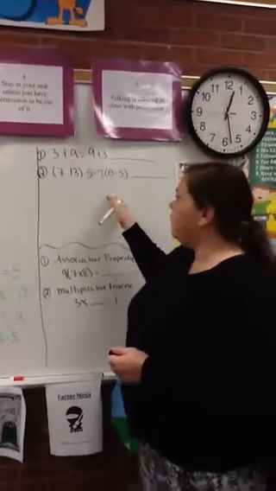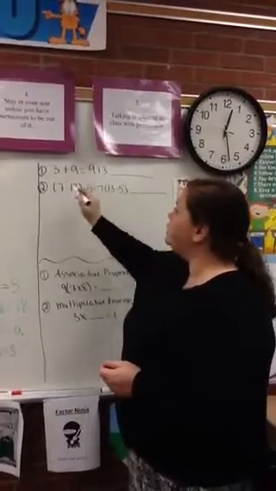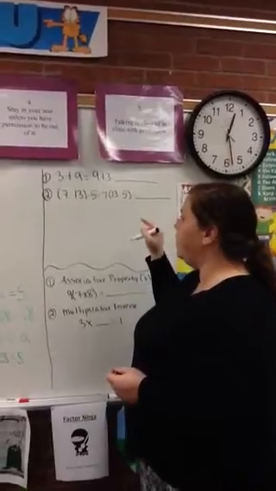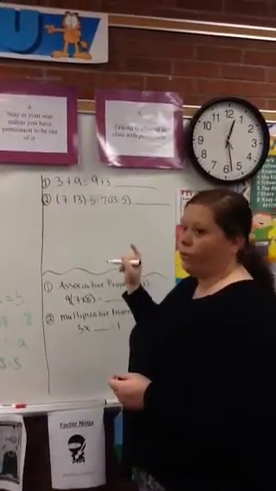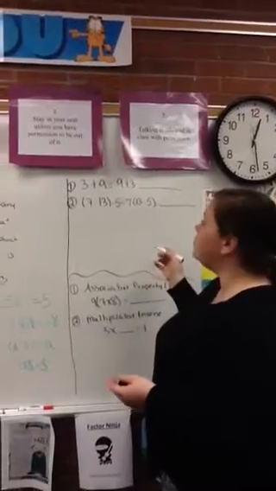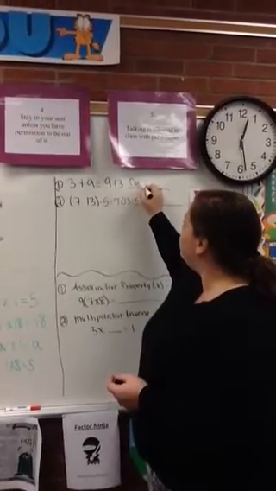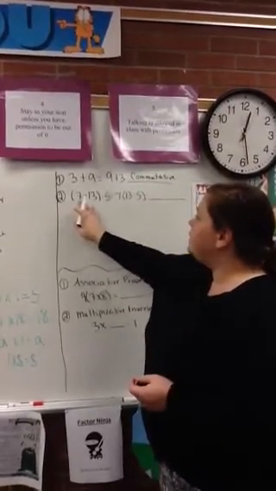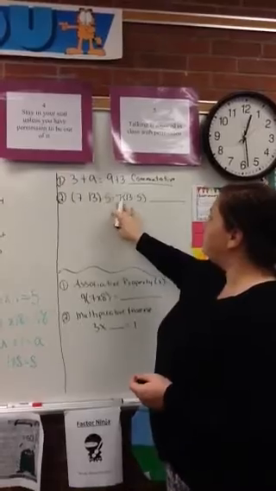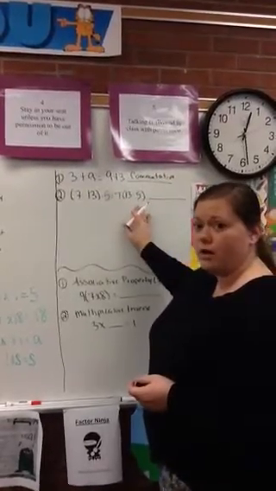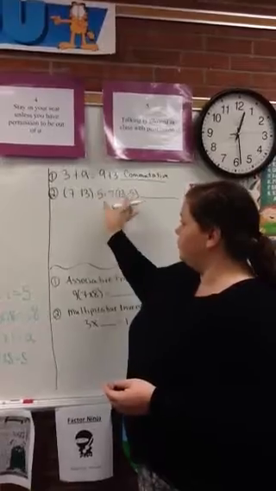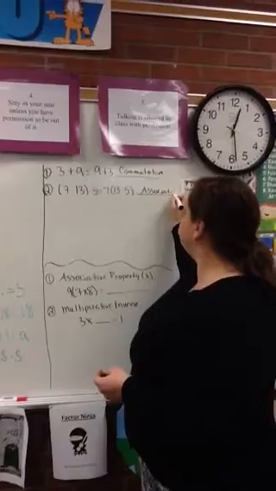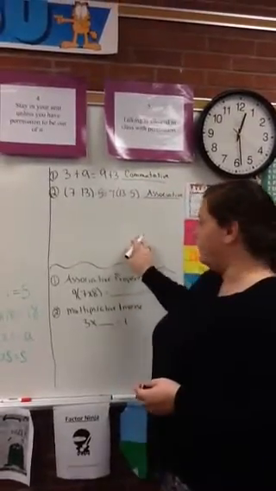Which properties are these? These are the first two questions on the right side of your page. 3 plus 9 equals 9 plus 3. Well, I know that they're the same numbers, but they're not in the same order. So what property has to do with order? And that would be commutative. Number 2. 7 times 13 times 5 equals 7 times 13 times 5. In this problem, the order is the same, but they're just grouped differently in parentheses, so that would be associative. And then you can do the rest on your own.